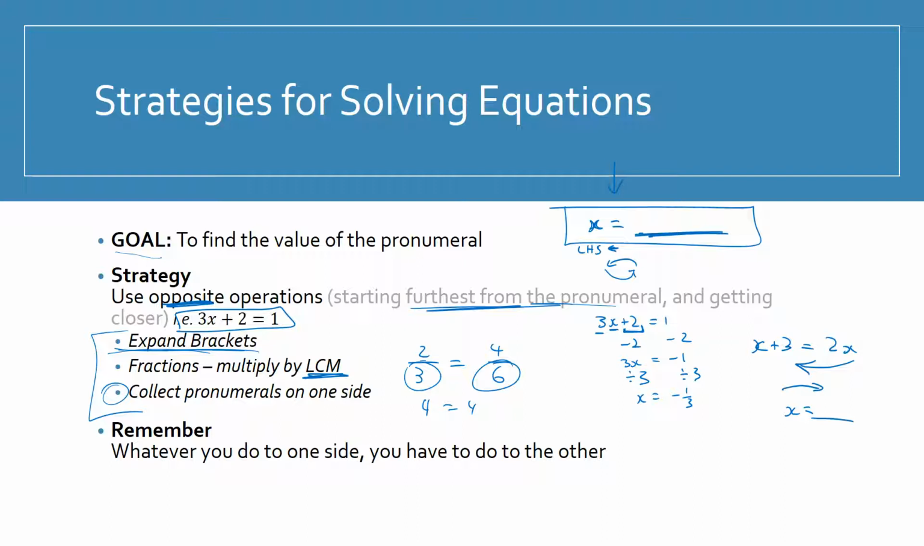And remember, whenever we're solving equations, if you do something to one side, say we minus 2 from one side, we have to do it to the other. This is just something you should remember from previous years.